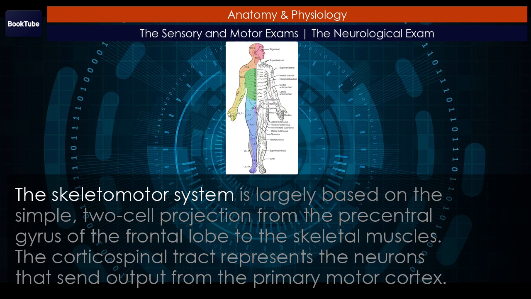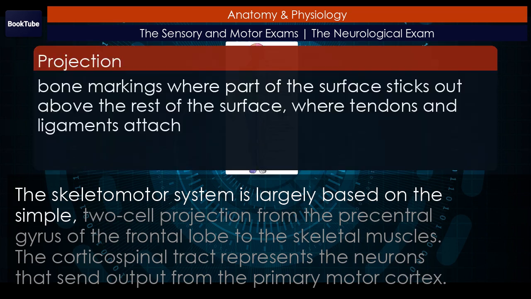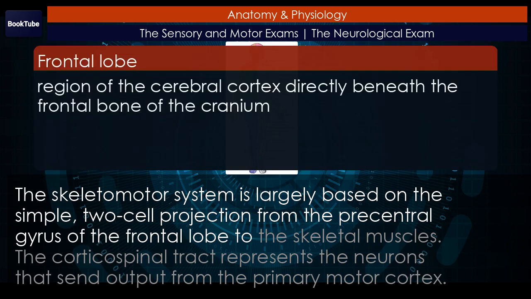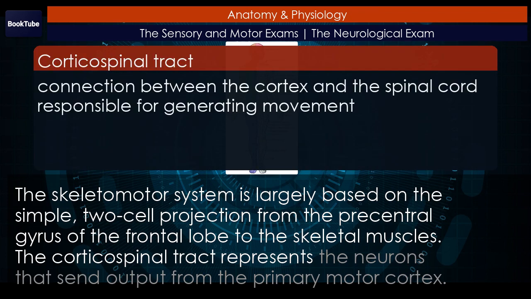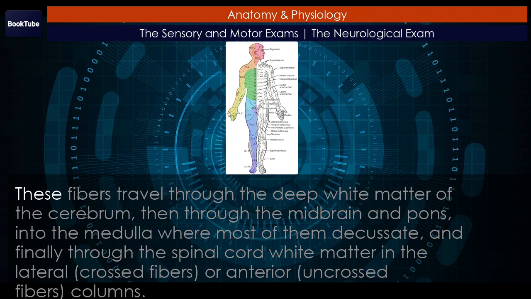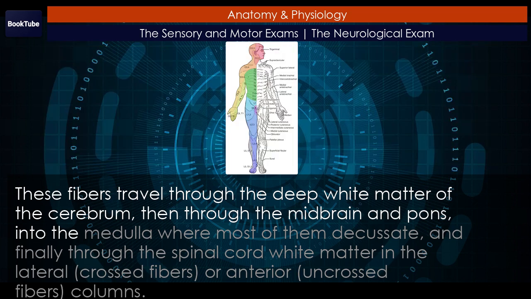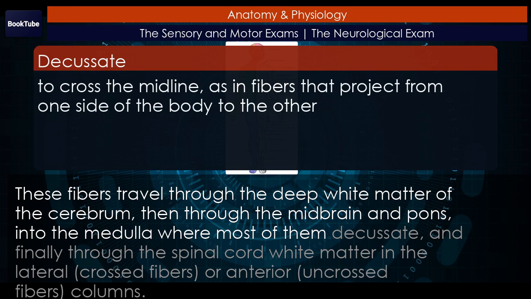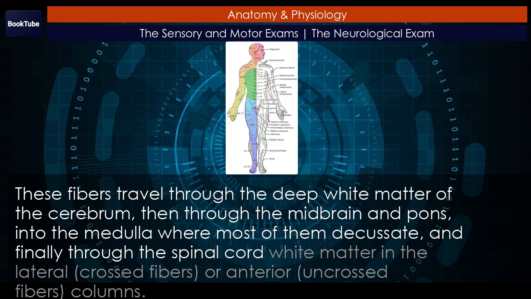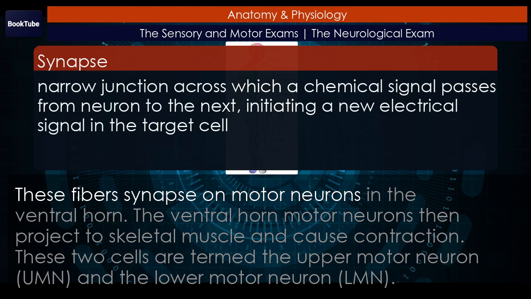The skeletomotor system is largely based on the simple 2-cell projection from the precentral gyrus of the frontal lobe to the skeletal muscles. The corticospinal tract represents the neurons that send output from the primary motor cortex. These fibers travel through the deep white matter of the cerebrum, then through the midbrain and pons, into the medulla where most of them decussate, and finally through the spinal cord white matter in the lateral, crossed fibers, or anterior, uncrossed fibers, columns.